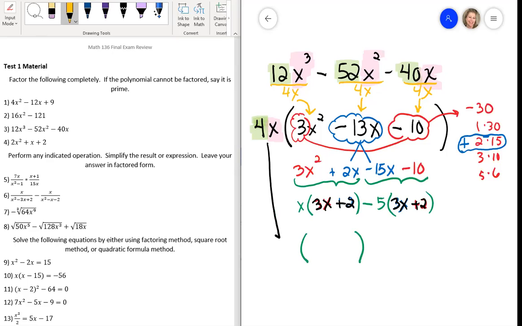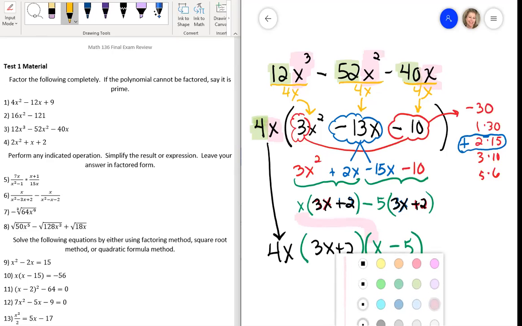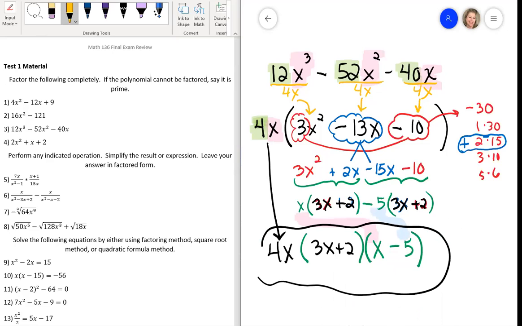Don't forget this 4x. He's still out there. Bring him down. Then the next factor is the 3x plus 2, and the last factor is going to be the x and the minus 5. This x right here goes there, and the minus 5 goes right there. And that's my answer in complete factored form.